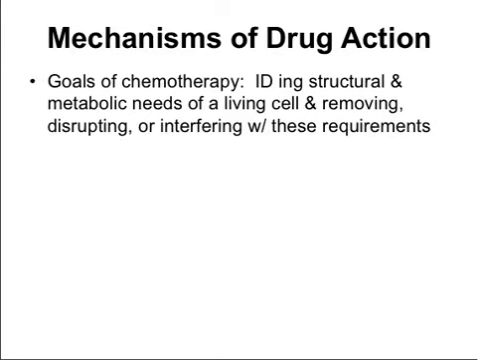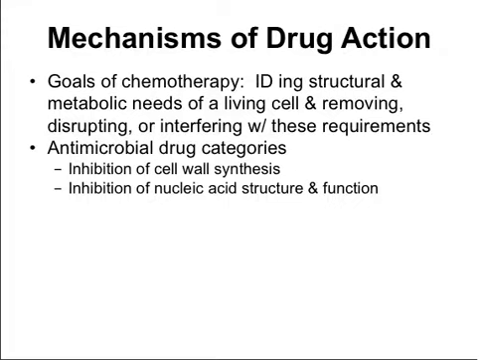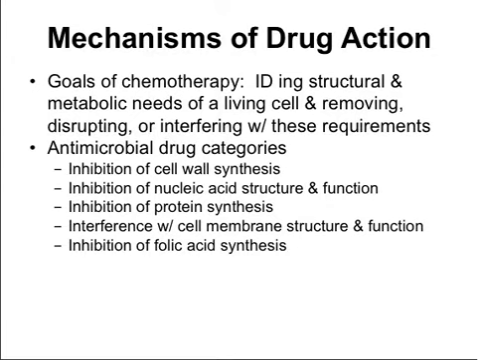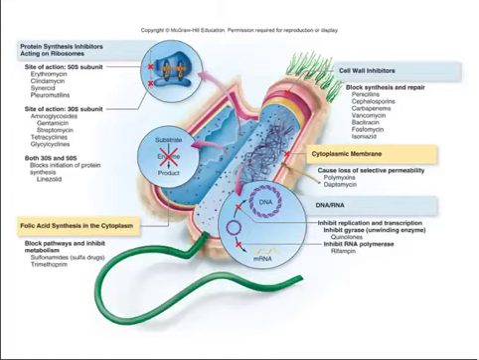The goals of chemotherapy are to ID the structural and metabolic needs of the living cell and remove, disrupt, or interfere with those requirements so that the pathogen dies. Antimicrobial drug categories can inhibit cell wall synthesis, inhibit nucleic acid synthesis and function, inhibit protein synthesis at the level of translation, interfere with the assembly of the cell membrane, or inhibit folic acid synthesis. In your book, Table 10.4 lists the targets for a variety of antimicrobials, and you can see here an example of a few of the different antimicrobial drugs.